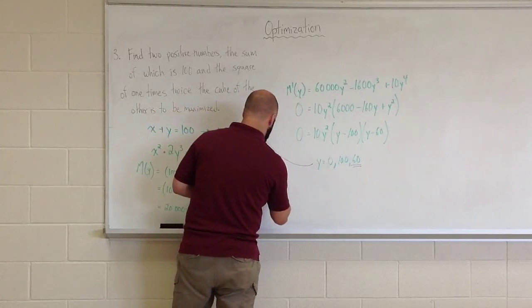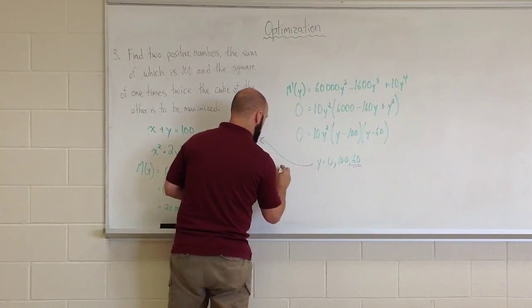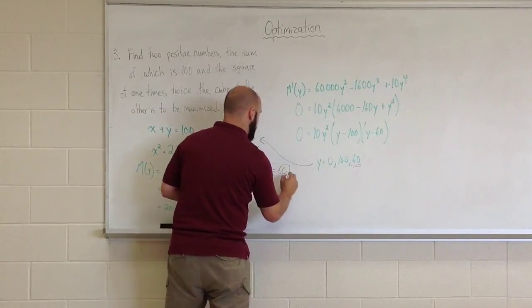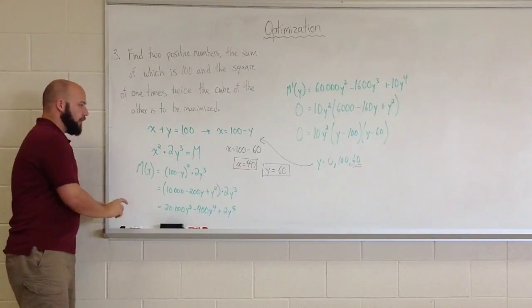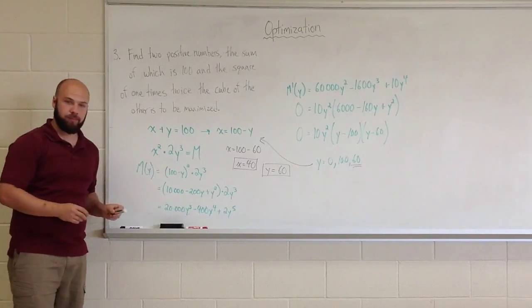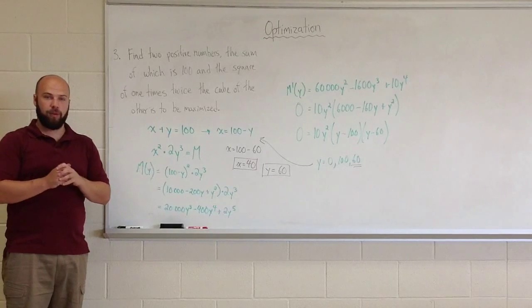So our two values that maximize this equation are 40 and 60. That's a third example of an optimization problem.